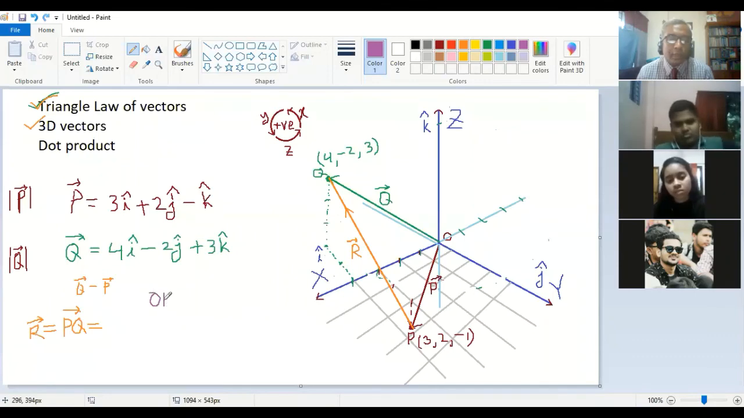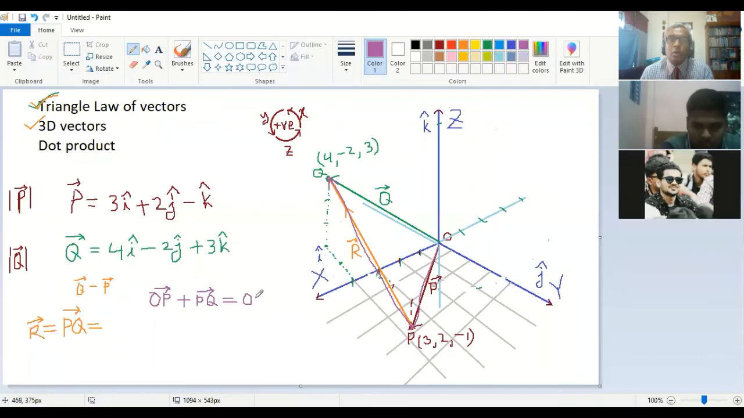OP is one side, that is one vector line, and then PQ is another side. And then this is another vector. These two are in the same direction. O to P, and then P to Q. Is it okay? So it will be equal to what? OQ. Right, exactly. So that will be in opposite order.